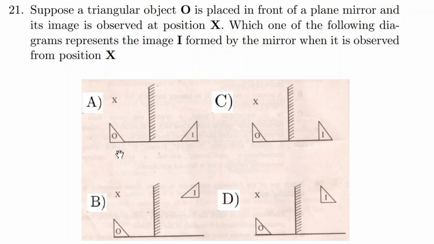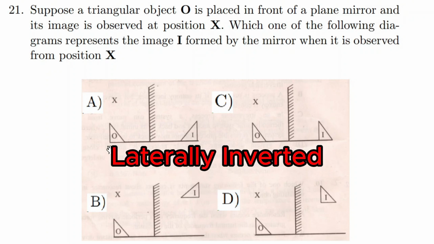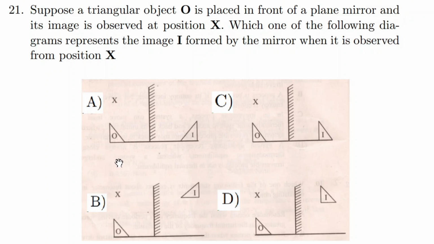But the only change that occurs in the image formed by the plane mirror is the lateral inversion. That means the left and right sides of the object and image are totally reversed. So if we look at the image from point X, exactly if this is the object and this one is the image, the correct diagram which represents the image formed by the plane mirror is exactly alternative A. Alternatives B, C and D are impossible. So the only answer is alternative A.